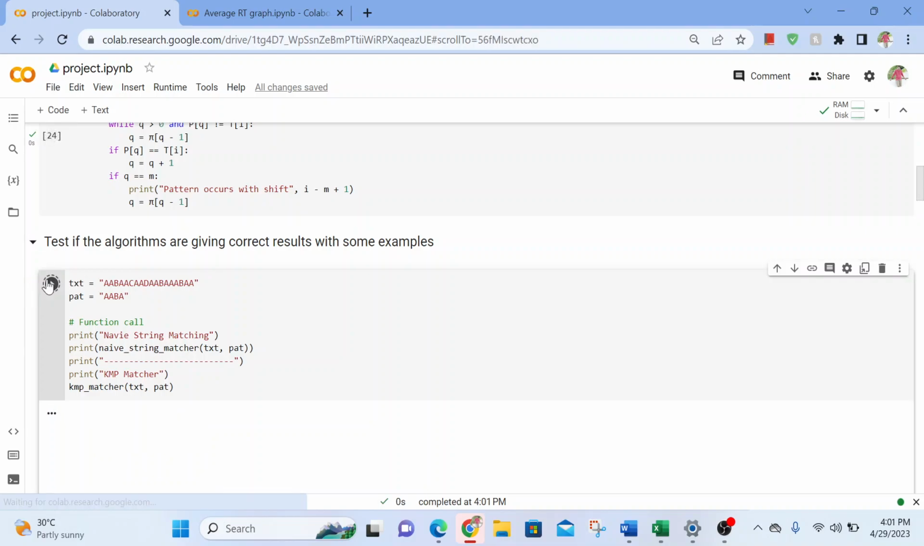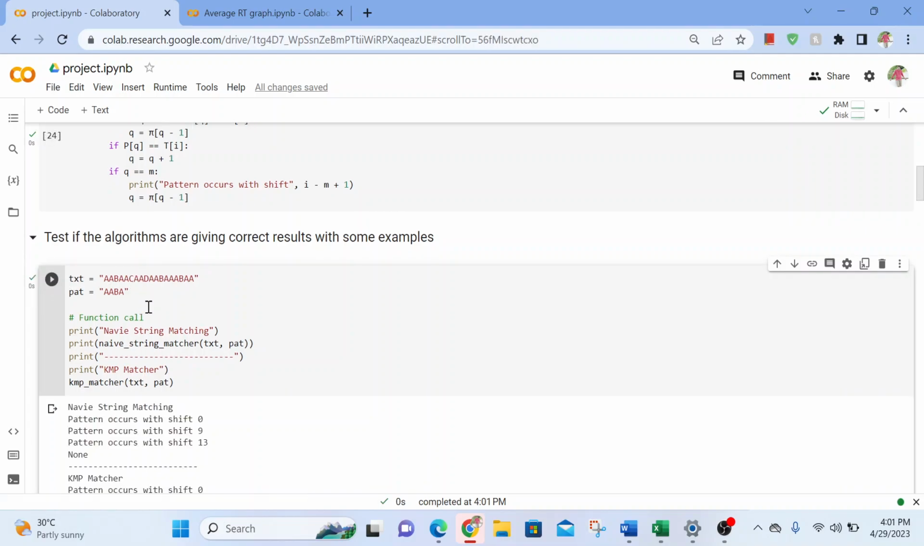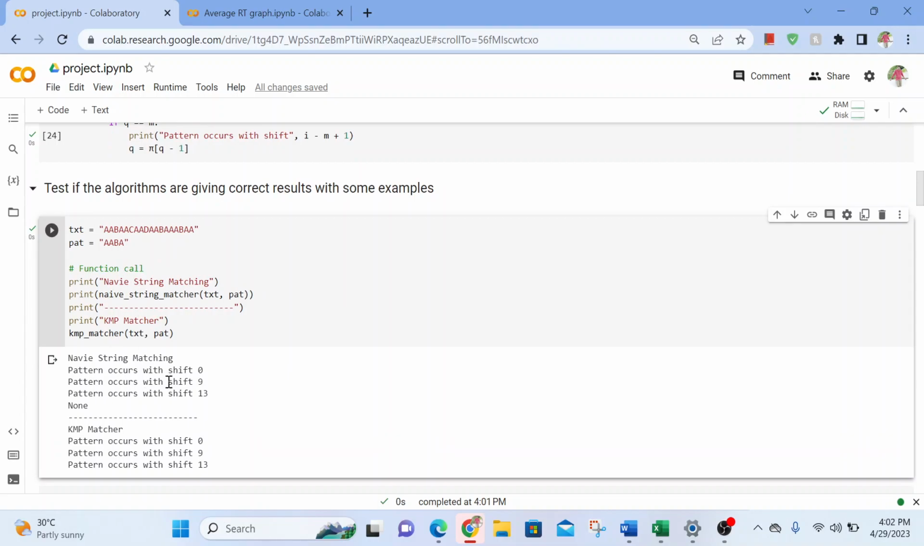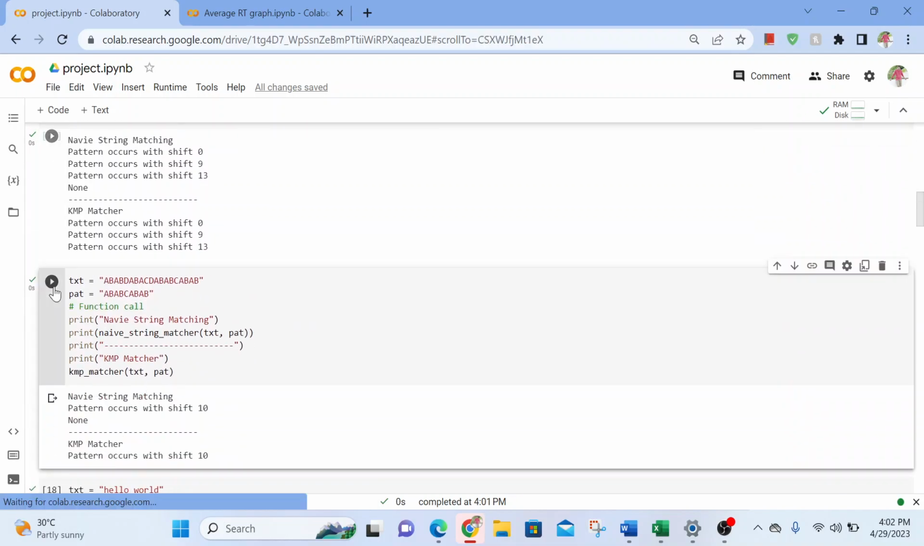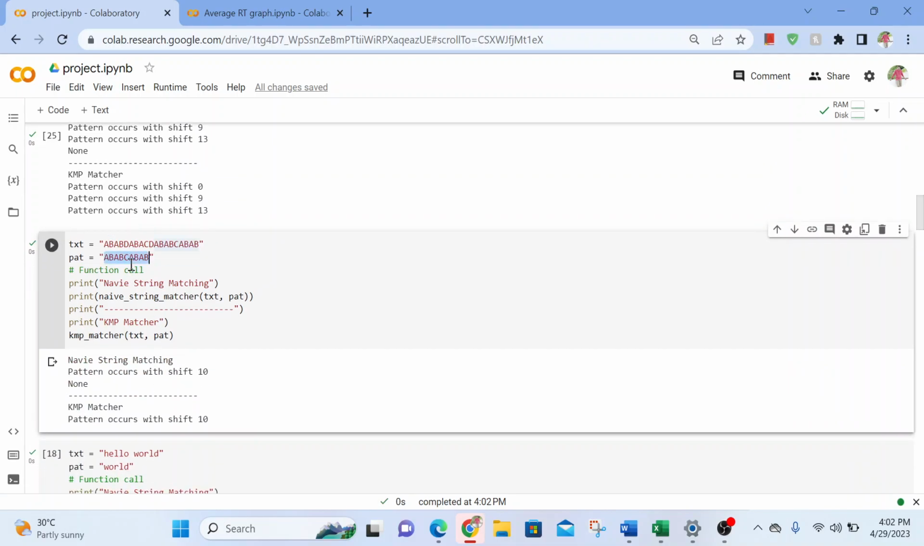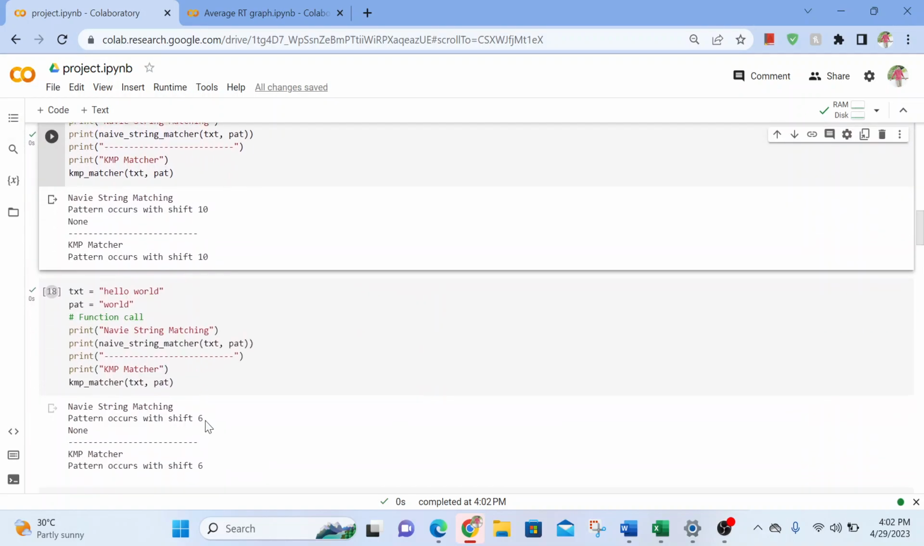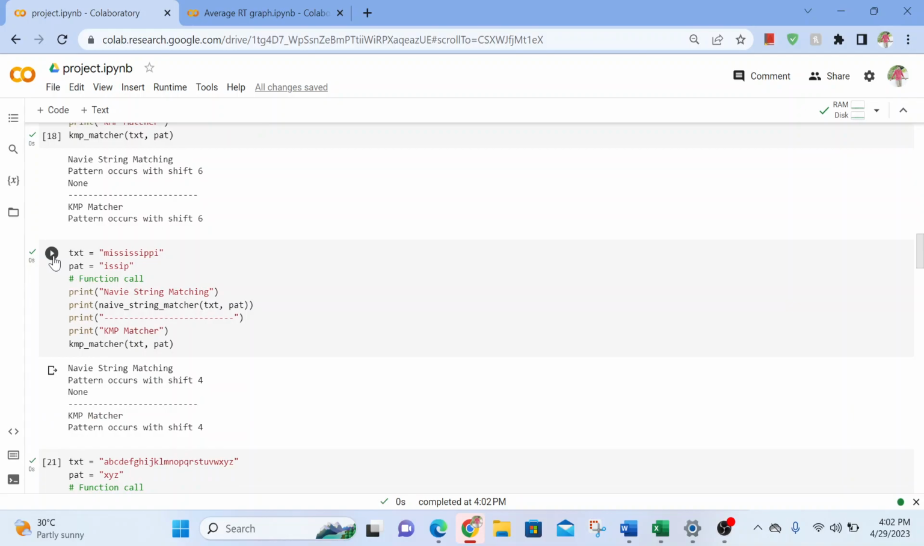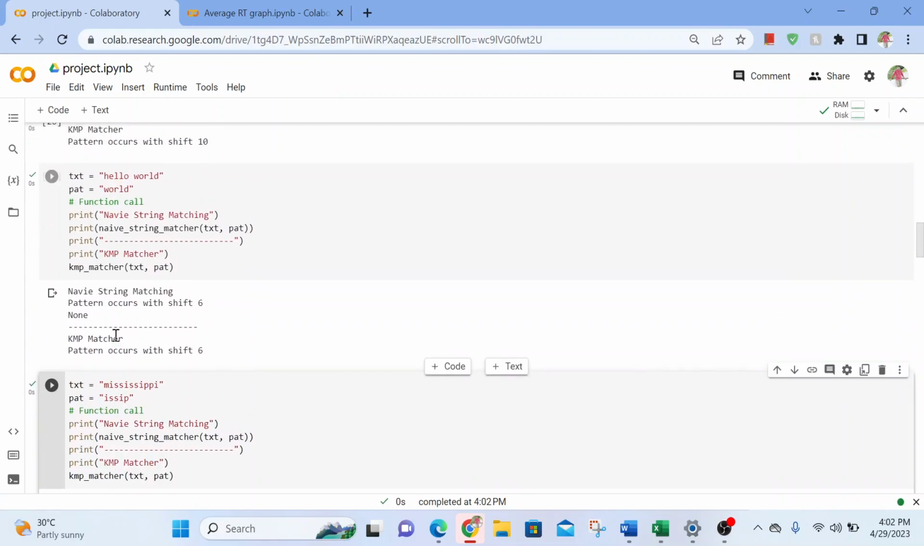So this is a sample input and output. This is a sample input text and pattern, and here I found the 0, 1, 9 and 13th positions of this pattern in the text, the same as in the KMP matcher. This is the second sample text, and I found it only once, at the 10th position, so the output is 10. And these are the simple input and output.